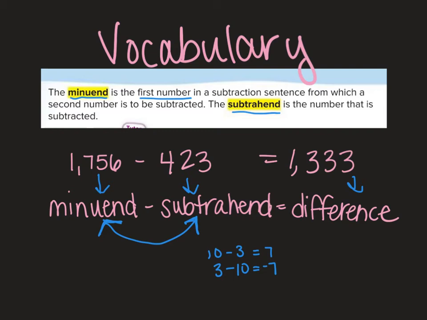Okay, so that's why it's important to know the names, because then you can remember the commutative property, or can they be switched around. It kind of helps us understand our numbers better. So there we have it.